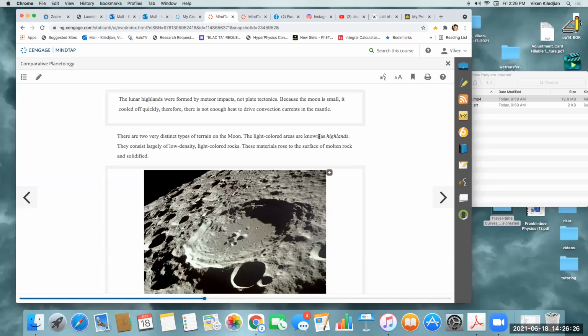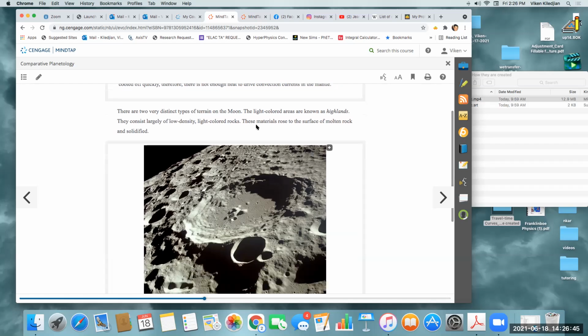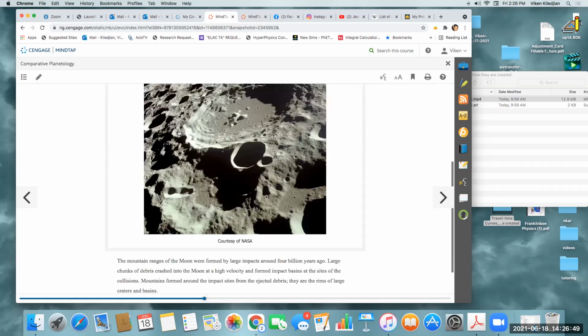The light-colored areas known as highlands. They consist largely of low-density, light-colored rock. That would be this stuff right here. All this is the highlands, including this because it's just a crater right there. These are actually all the highlands right here. These materials rose to the surface of molten rock and solidified.